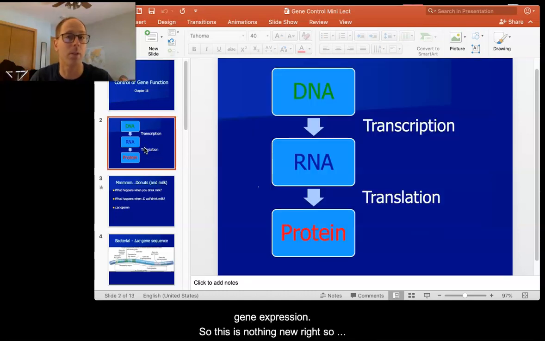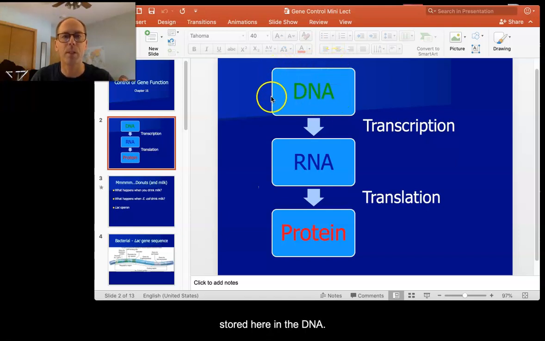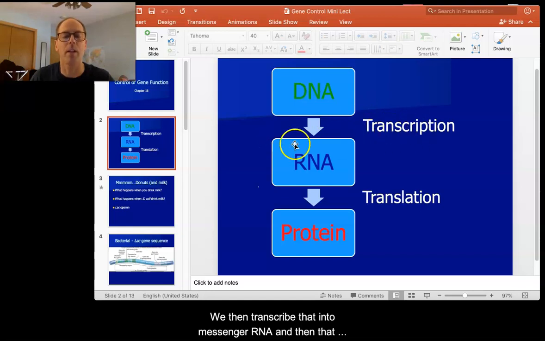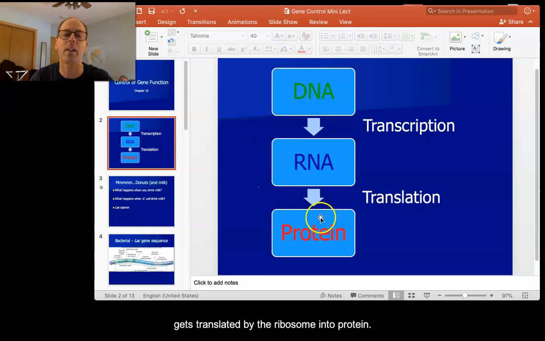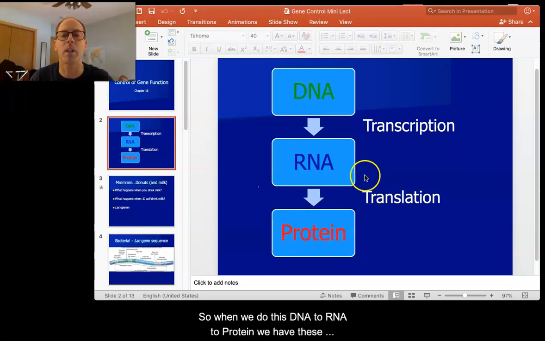So this is nothing new, right? We talked about this before. We have our genetic material stored here in the DNA. We then transcribe that into messenger RNA, and then that gets translated by the ribosome into protein. So when we do this DNA to RNA to protein, we have these two processes, transcription and translation, and we can actually control gene expression at either one of these levels.